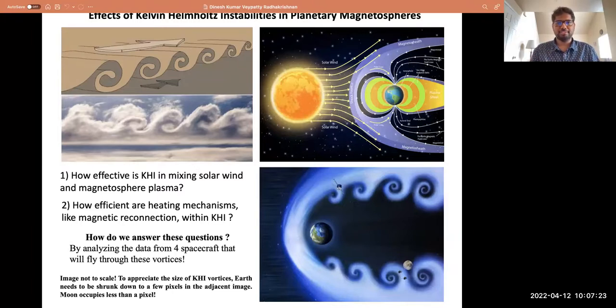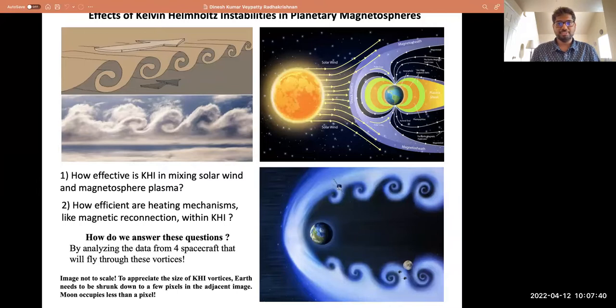This is the question which I'll be trying to address in my PhD work. So how will I go about answering this question? Though I cannot take pictures like this artistic depiction over here, it is possible for me to collect information about the plasma and electromagnetic fields within these vortices.